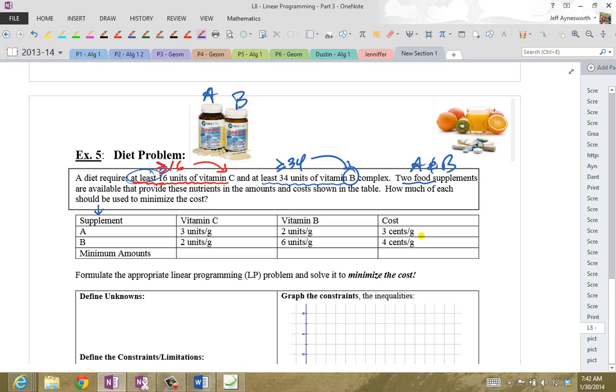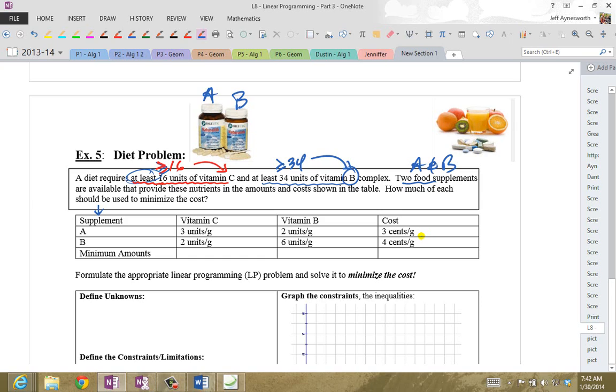So they're different supplements. And the question, right up here, says: how much of each supplement should be used to minimize? Underline that big word. It's not asking about vitamin C and vitamin B; it says how much of each supplement.